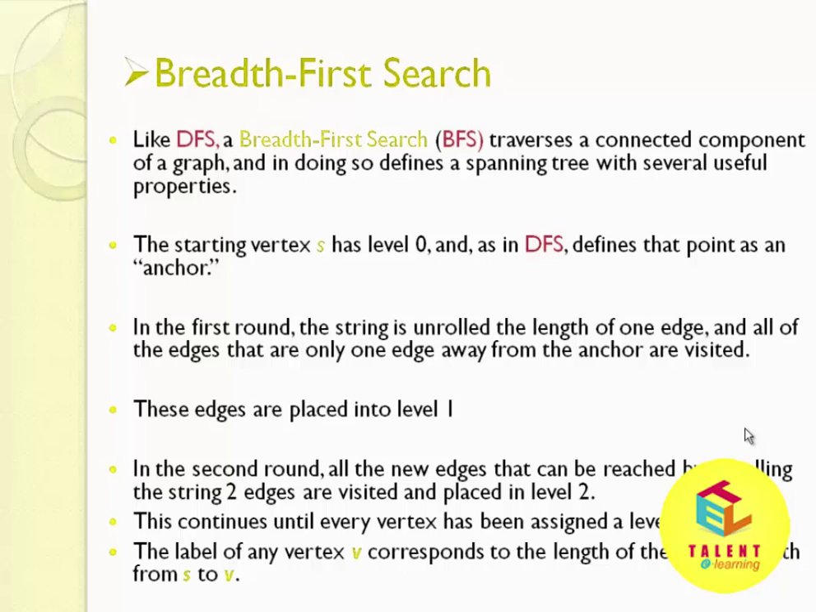These edges are placed into level 1. In the second round, all the new edges that can be reached by unrolling the string 2 edges are visited and placed in level 2. This continues until every vertex has been assigned a level. The label of any vertex v corresponds to the length of the shortest path from S to v.